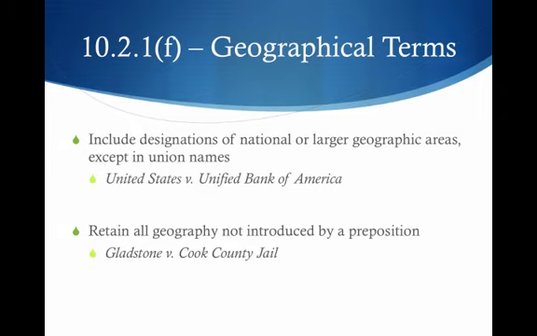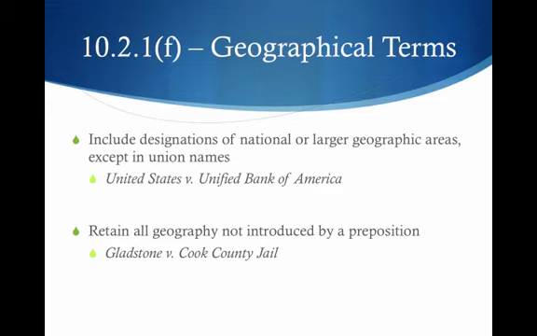I'm going to include designations of national or larger geographic areas, except in union names. I'm still going to cut "of America" from "United States." Look at this first example. The parties are United States versus the Unified Bank of America. I cut "of America" from "United States," but because "of America" is a designation of national or larger geographic area, I'm going to retain it in the other party's name.